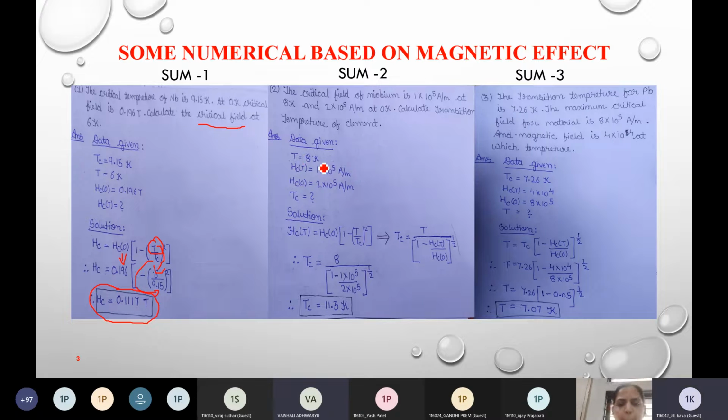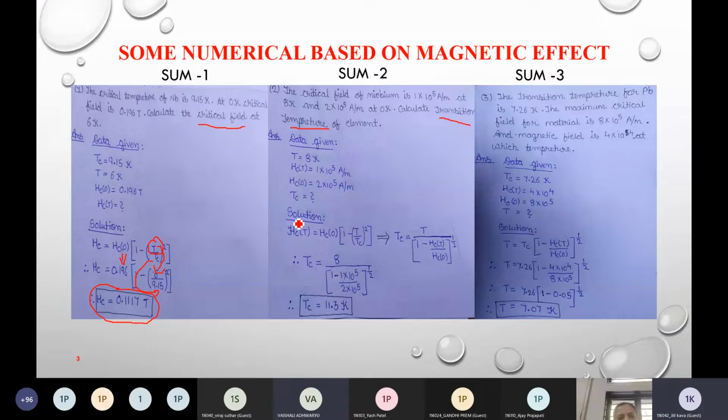Sum number 2: the critical field of niobium is 1 into 10 to the power 5 at 8 Kelvin and 2 into 10 to the power 5 at 0 Kelvin. Now we have to calculate the transition temperature, that is Tc. The data given is the temperature of 8 Kelvin, and the critical field at 0 Kelvin is 2 into 10 to the power 5 and at 8 Kelvin is 1 into 10 to the power 5.